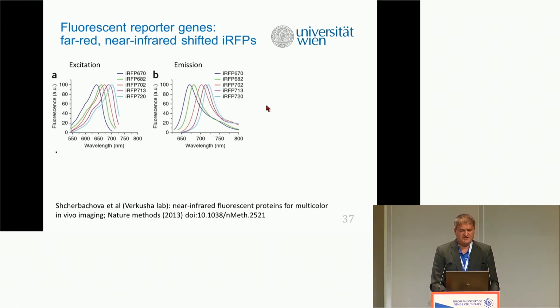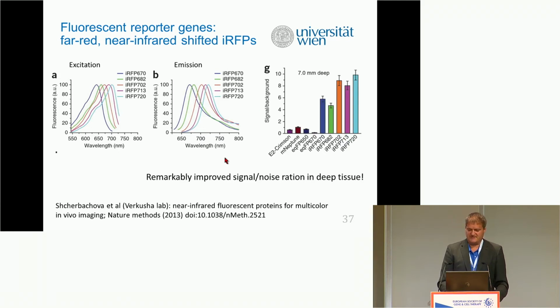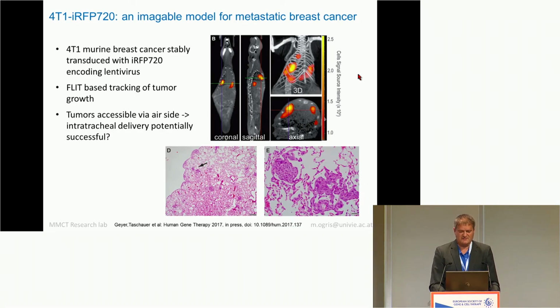Another last point is that in principle you can also use far-red near-infrared reporter genes, which can then be tracked with this FLIT method. And in the Verkhusha lab there have been great developments a few years ago, and they have developed fluorescent proteins that emit at 720 nanometers, which is already quite useful for in vivo imaging. So what we did is we generated a lentivirus, stably marked these tumors, and applied this in a metastatic breast cancer model, syngeneic in BALB/c mice.